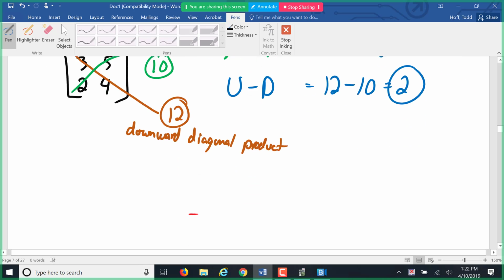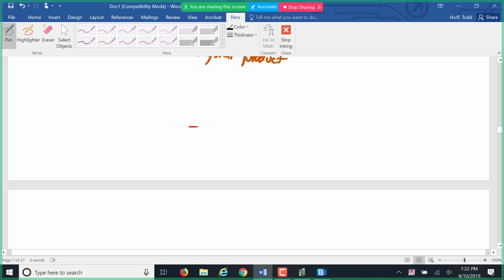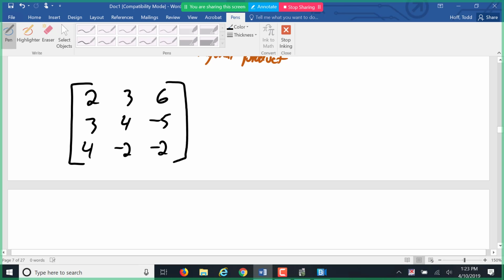If it's a 3 by 3 matrix, a little more complex. Let's do a different number here. Let's do 2, 3, 6, 3, 4, negative 5, and 4, negative 2, negative 2. If I just do a single down diagonal and a single up diagonal, I'm going to miss almost half the numbers in this matrix. So what happens is the down diagonals, there's actually 3 of them. There's a down diagonal for every element in the top row. So this is the first one right here. 2 times 4 times negative 2 is a negative 16.